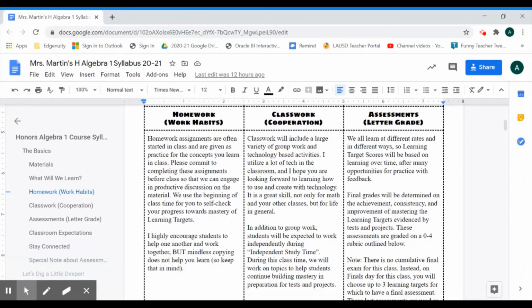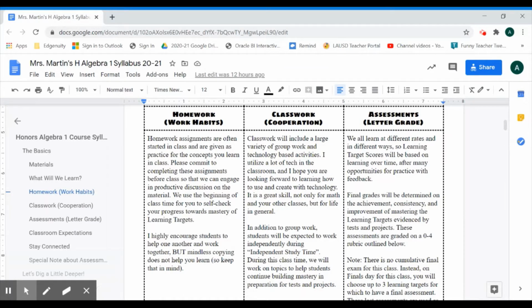Moving on to classwork, that's going to constitute your cooperation grade. Classwork consists of group work and other activities that we'll do together in class. Those activities are going to be very heavily technology-based, not only because we're engaging in distance learning, but also because, as mentioned in my previous video, my master's is in ed tech.